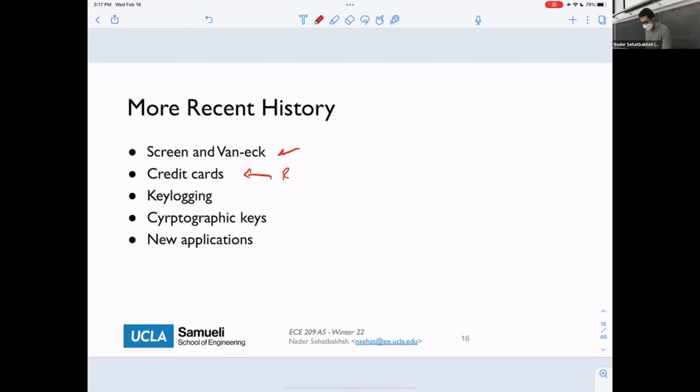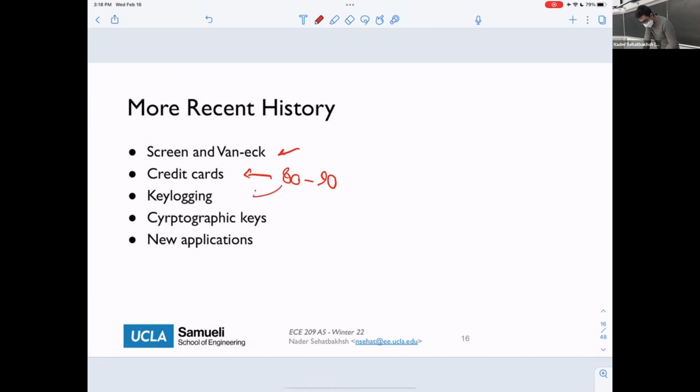Then in the 80s and 90s, more embedded system devices, including credit cards, came into play. People started using them, but since these were very simple devices, people figured out ways to extract information from these credit cards and mimic their usage in order to steal money from people. That also reignited the research and interest in physical side channels.